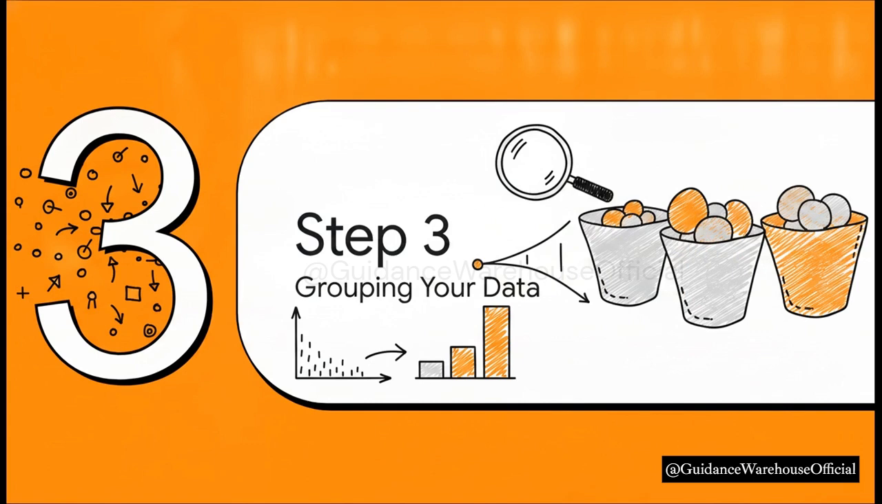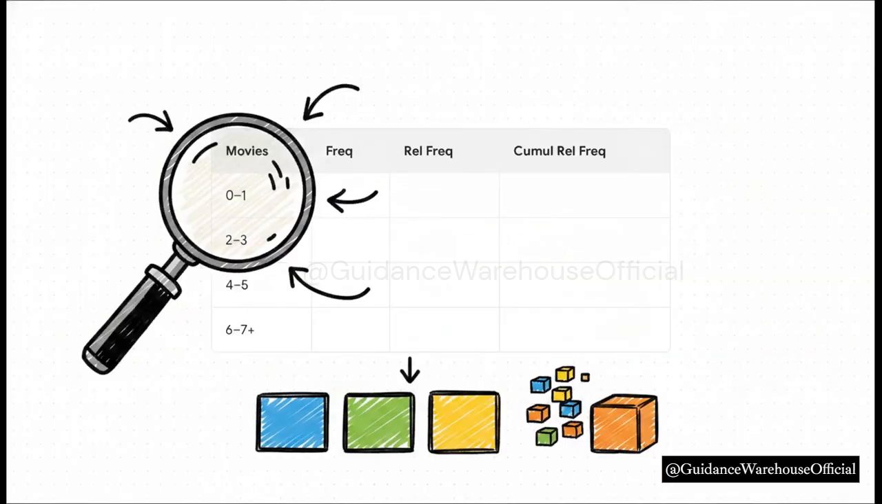Step 3, grouping your data. Sometimes having a dedicated row for every single number is just way too much detail. Let's look at a different way. Check out this new grouped table. Instead of listing 0, 1, 2, 3 individually, we've created intervals. 0 to 1 movies, 2 to 3 movies. Look at how this drastically condenses the information. We've taken a long, kind of intimidating table and turned it into just 4 clean rows. We're combining those single numbers into powerful, really easy to read chunks.